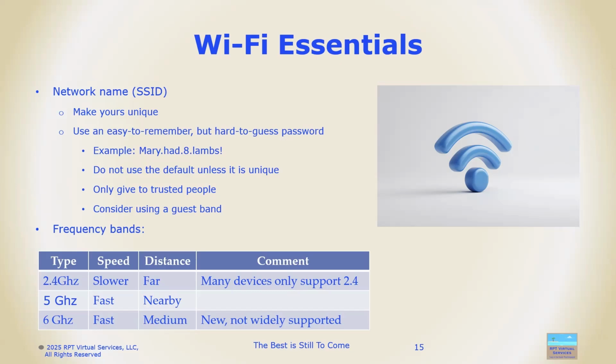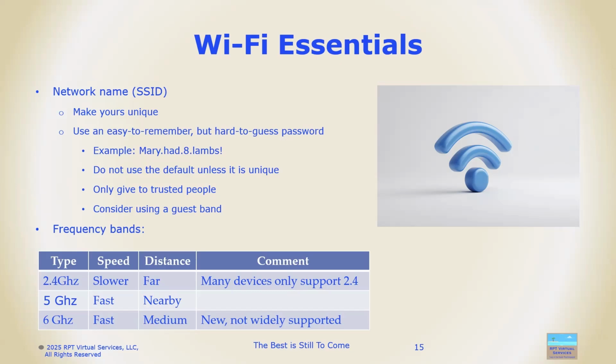With Wi-Fi, most people have two different types of Wi-Fi, 2.4 gigahertz or 5 gigahertz. New routers have 6 gigahertz. With 2.4 gigahertz, it's a slower speed, but a bigger distance. So if you're at your house and you want to use stuff in your yard, 2.4 gigahertz is generally your best choice.